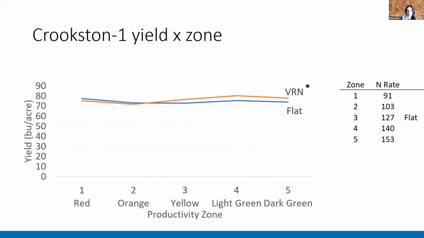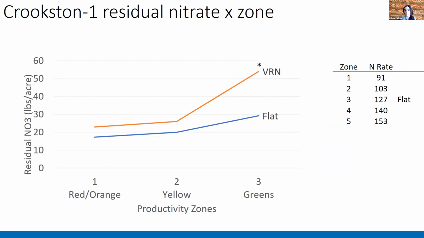So here we saw that, again, there was a 5 bushel yield increase with the variable rate nitrogen treatments. And most of that came from those higher productivity zones yielding higher. Those high productivity zones got about an extra 30 pounds of nitrogen compared to the flat rate treatment. And then here we saw that there was about 20 pounds more residual nitrate in those high productivity zones compared to the flat rate. So I think what we can infer is that those higher productivity zones actually needed an extra 10 pounds of nitrogen to maximize their yield.